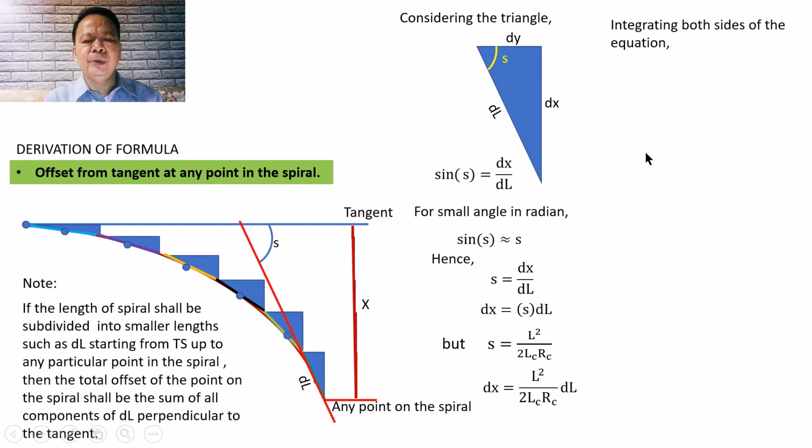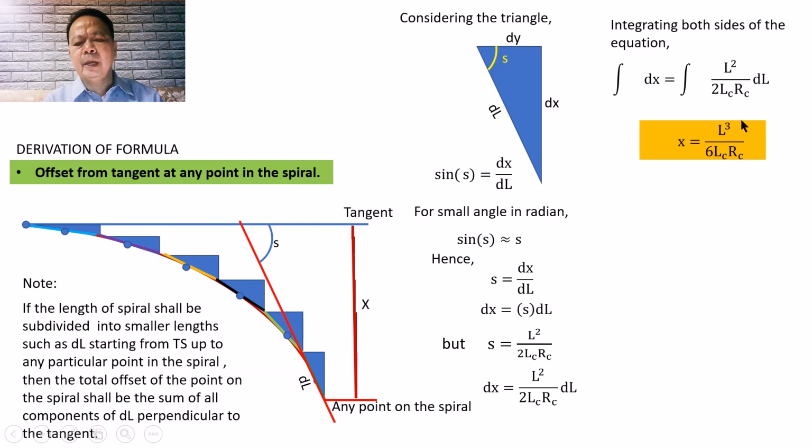So if we integrate both sides of the equation, the integral of dx shall be equal to the integral of the quantity L squared dl over 2 L sub C R sub C. And what is the integral of dx? The integral of dx is x. What's the integral of this one? L squared will become L cubed over 3, and 3 will be multiplied by 2. So X becomes L cubed over 6 L sub C R sub C. And this is now our offset from tangent at any point on the spiral.